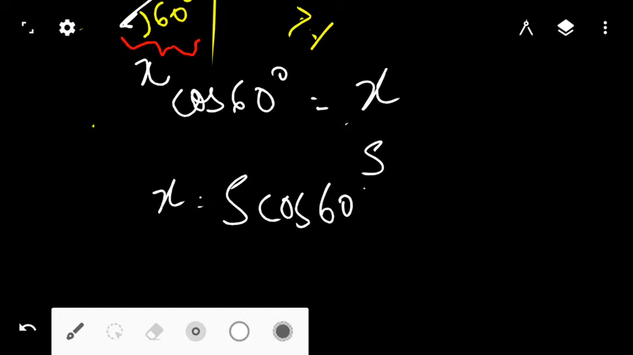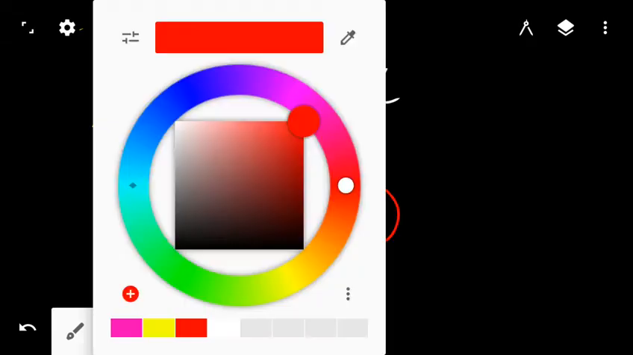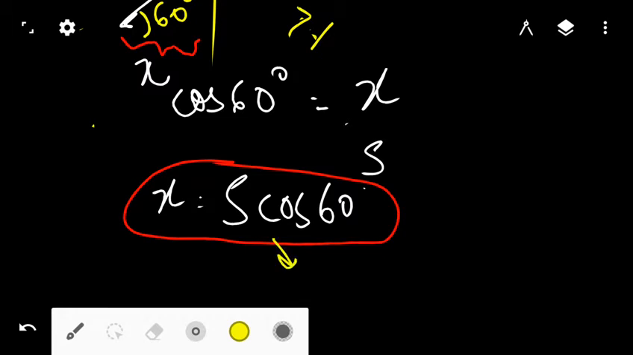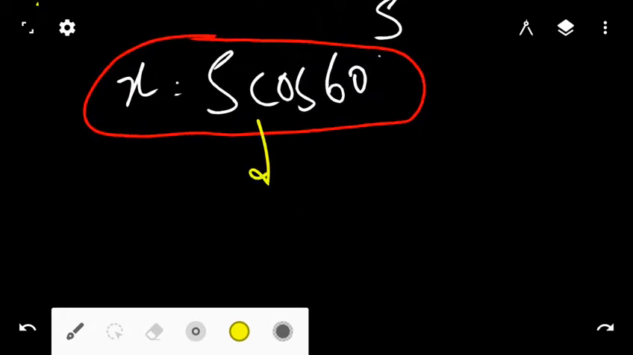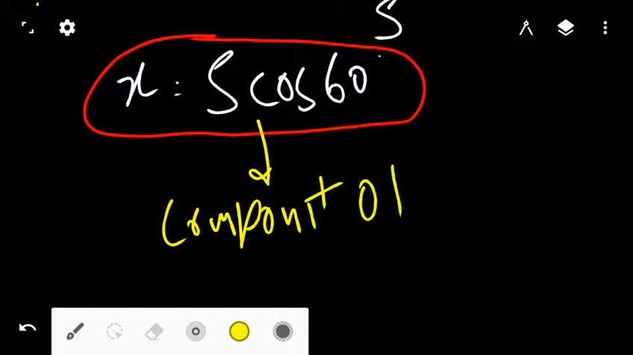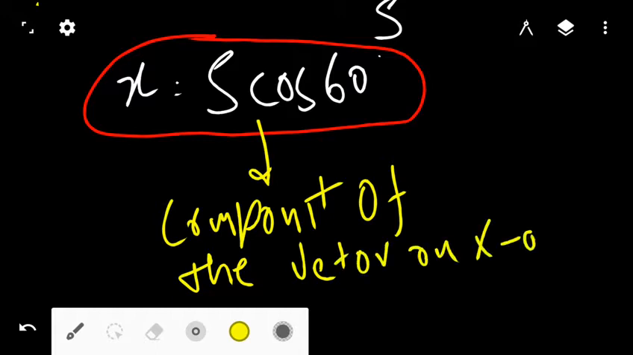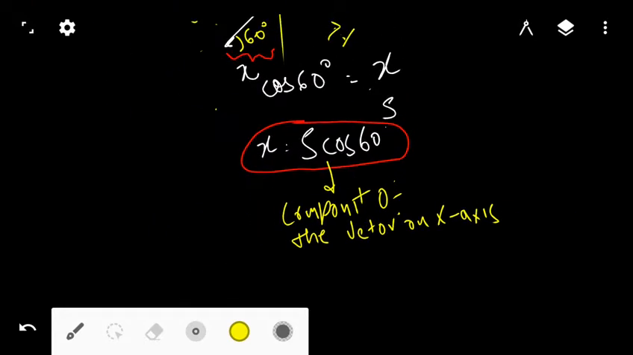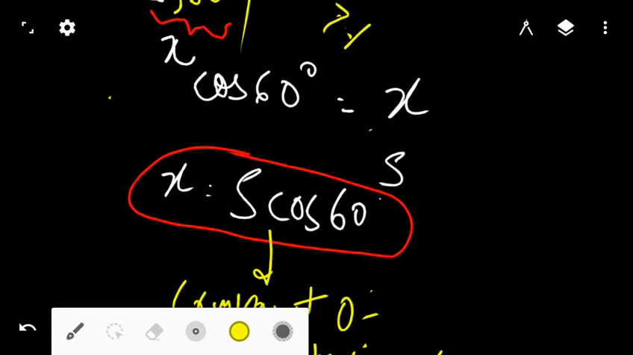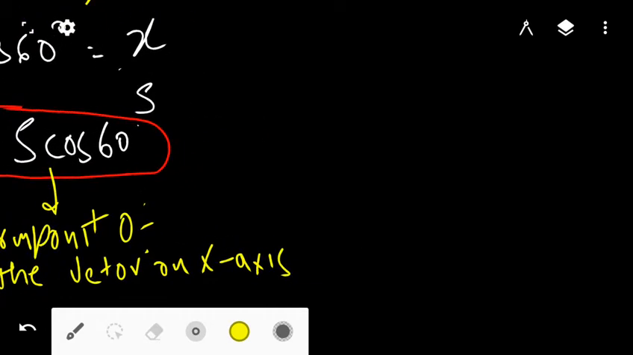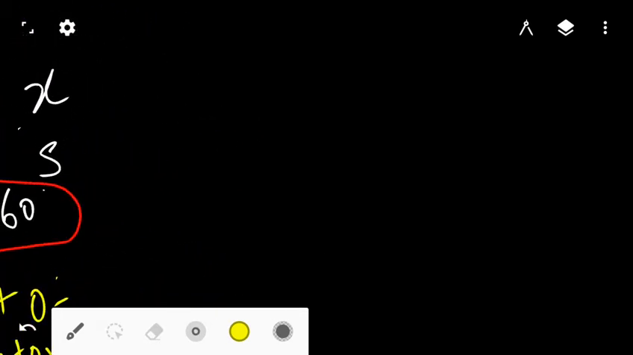So this thing that we just found out, this x, is the component of the vector on the x-axis. Similarly, we can find it on the y-axis by just using simple trigonometry.